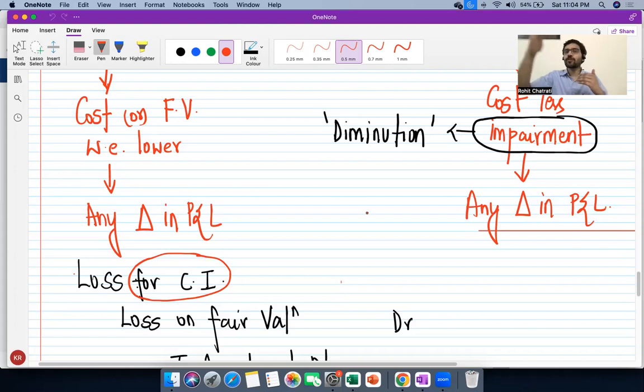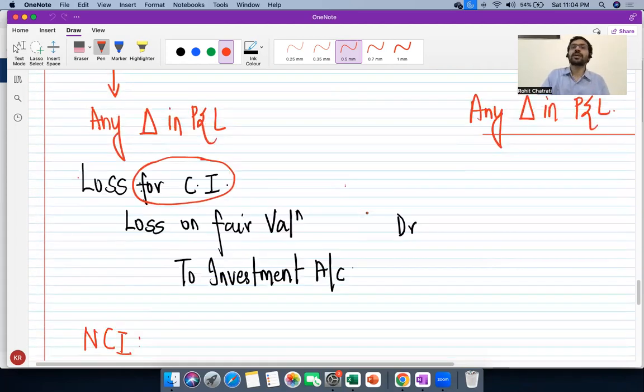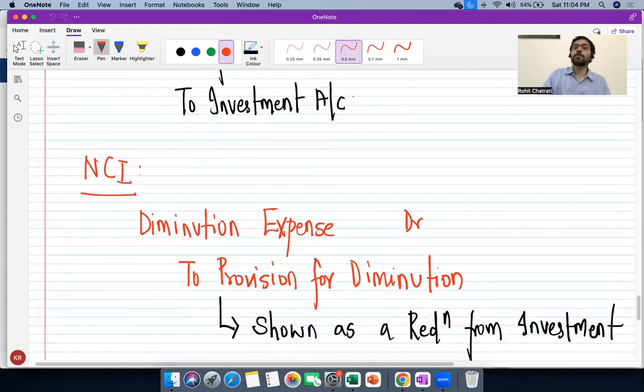So let us say that the fall from 700 to 300 is other than temporary in nature. So I now need to show my investment at, let's say, 300 rupees. The entry in essence is going to be the same, but I am going to create a provision for diminution. I'm not going to touch the investment account. I am going to credit provision for diminution. I will create an expense of 400 rupees called diminution expense, and a corresponding provision for diminution.